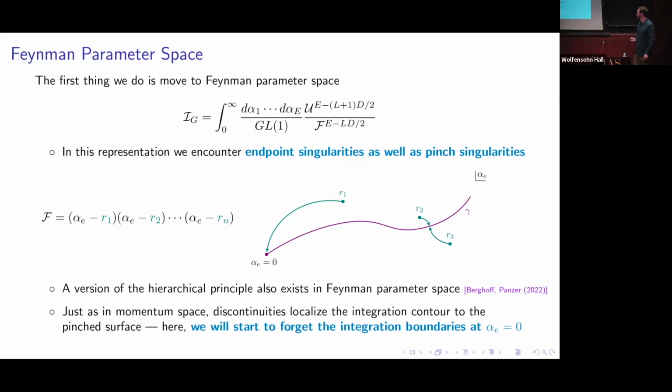A version of the hierarchical principle also exists in Feynman parameter space, and it was recently proven by Marco Berghoff and Eric Panzer just a couple of years ago using a relative version of Picard-Lefschetz theory. And just as in momentum space, when we compute discontinuities in this representation, we'll be able to represent those discontinuities as new integrals where the contour has been localized to some pinched surface, somewhere over here. That will also in particular mean that we will start to forget about the integration boundaries at the origin of the Feynman parameter space, because our contour will be somewhere over here instead. And this is the observation that we're going to leverage in what follows.